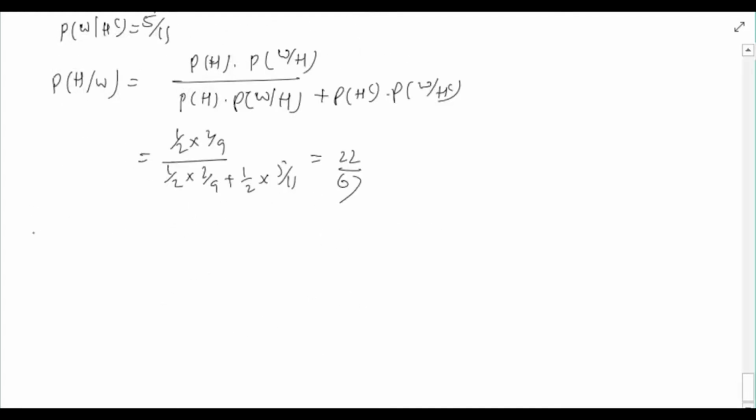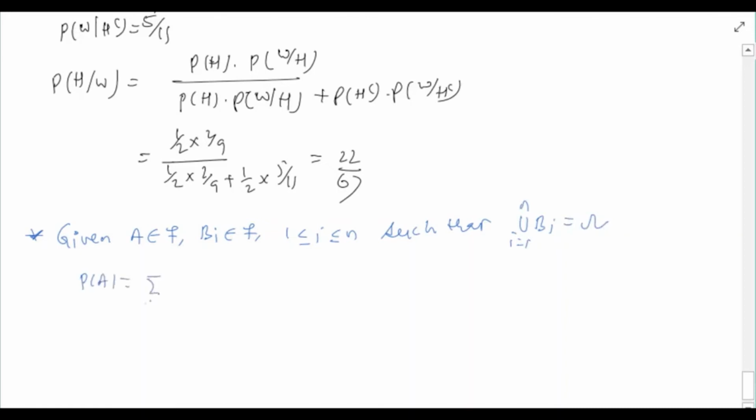Let us now generalize Bayes rule to more than two events. Given an event A and events Bi, with i varying from 1 to n, such that the union of these events B1 to Bn is the whole sample space, that is, the union of Bi, i equal to 1 to n is omega, the probability of A can be written as the probability of A intersection Bi summed over i equal to 1 to n, which in turn can be written as the sum over i equal to 1 to n of the probability of Bi times the probability of A given Bi. This equality is called the law of total probability.